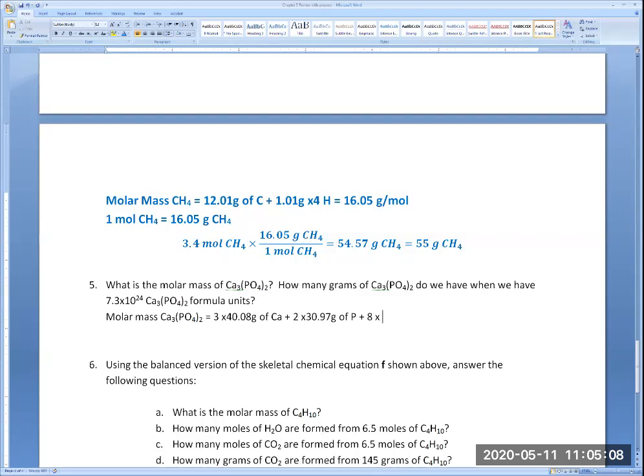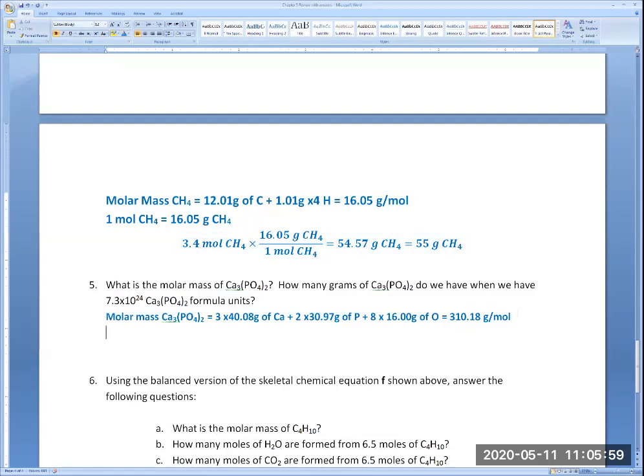So 8 times the molar mass of oxygen, and equal. Right? So then you add everything. So 3 times 40.08 plus 2 times 30.97 plus 8 times 16. And so the molar mass of calcium phosphate is 310.18 grams per mole. Right? So that's how you calculate the molar mass.